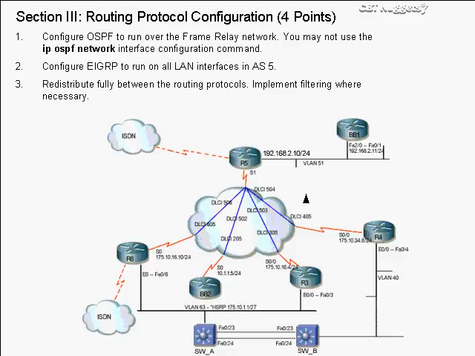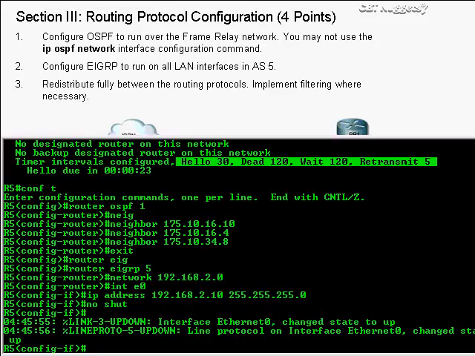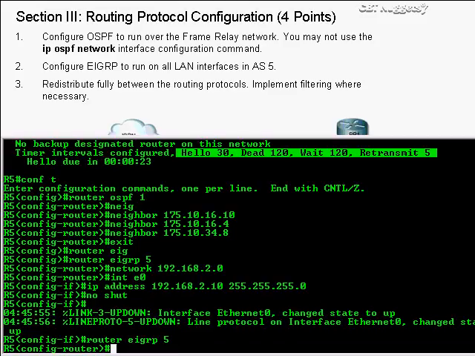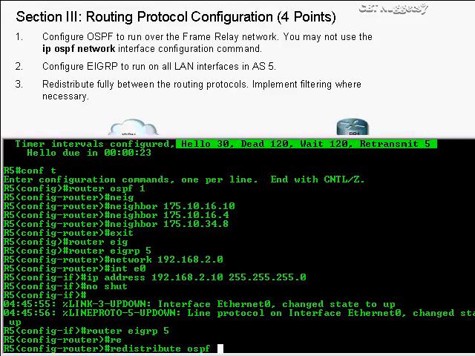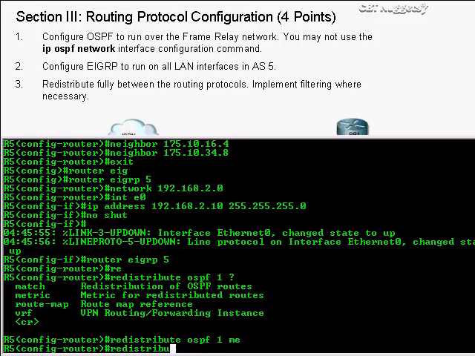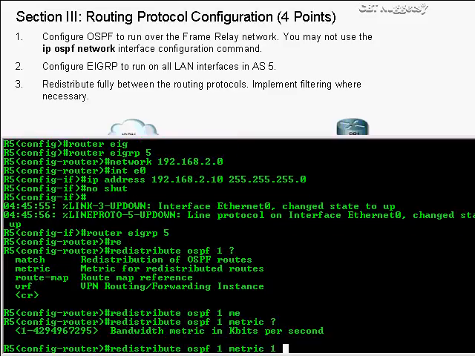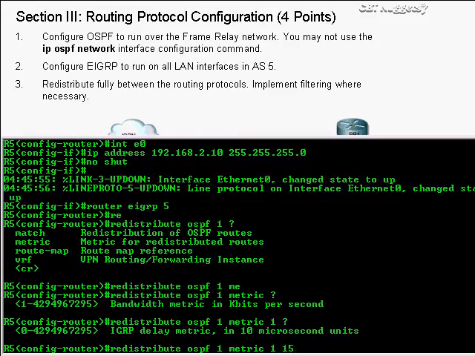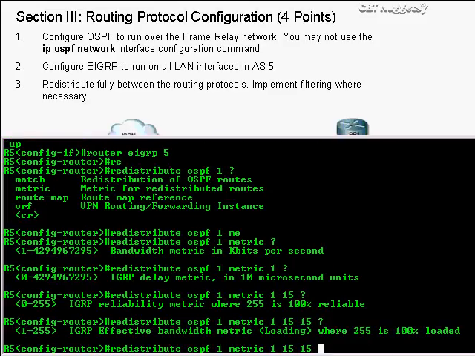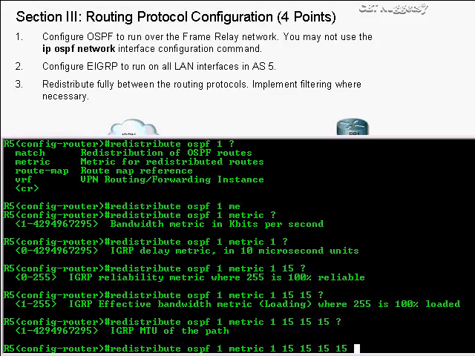Well, let's look at our topology. Let's see. If I redistribute OSPF fully into EIGRP and vice versa, it looks like it's not going to go too far. Backbone 1 seems to be the end of our network, so it doesn't look like filtering will be very necessary on router 5. So I should be able to go under router EIGRP 5, and I'll just do a redistribute OSPF 1, and I'll type in a metric. Let's do 1, 15, 15, 15, 15.